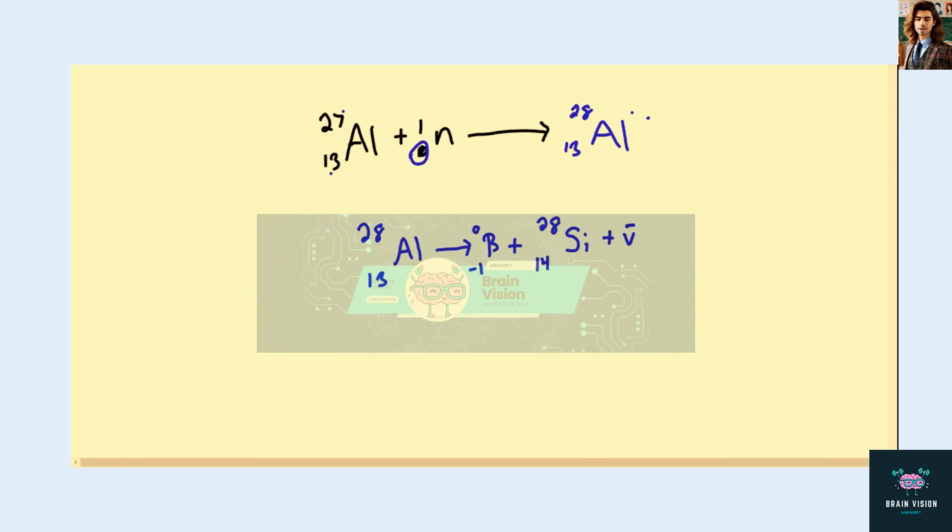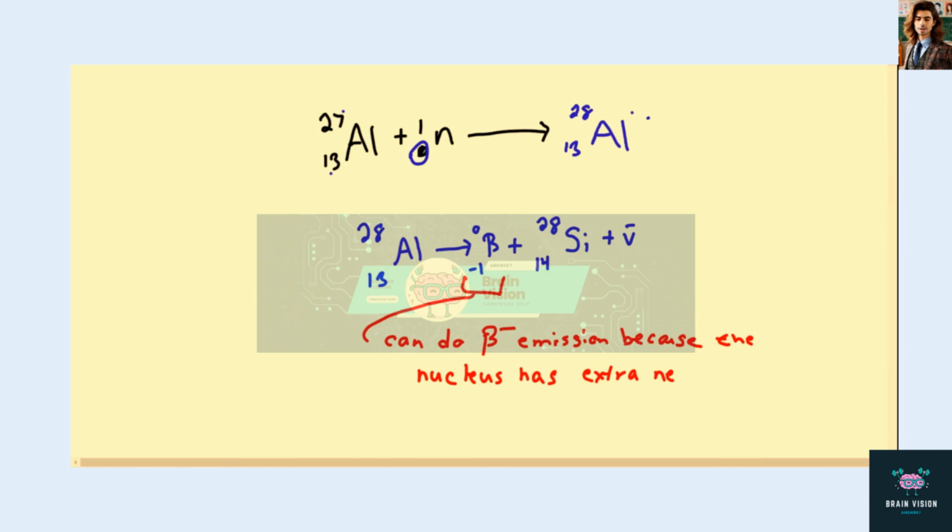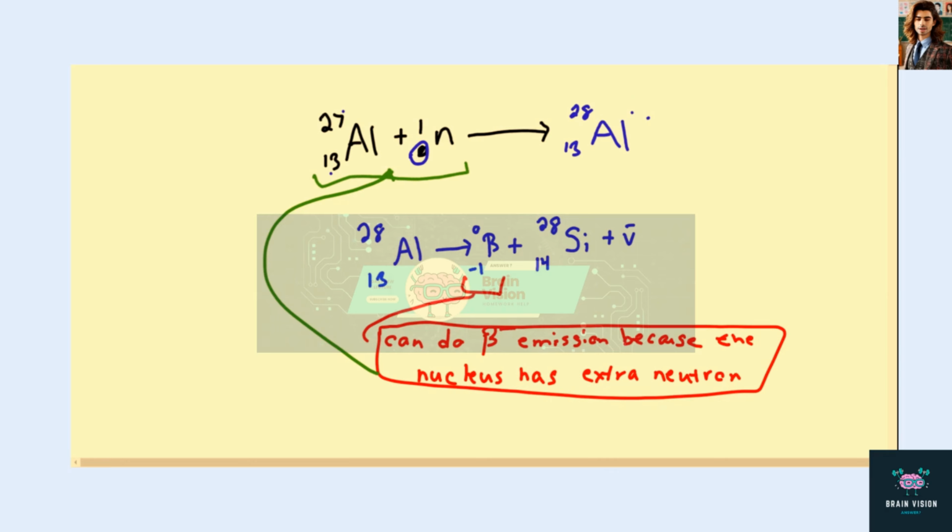plus here. Okay. So right down here, I'll write what that means: we can do a beta negative emission because the nucleus has an extra neutron. And that's through the neutron absorption, okay? That is because of, and let me do a little zoom here, that's because of this right here, okay? And it's talking about this. So then we can do the beta negative, and we get this answer right here.